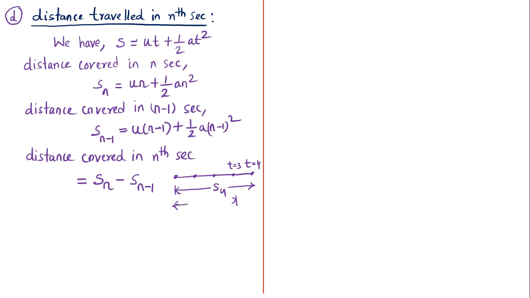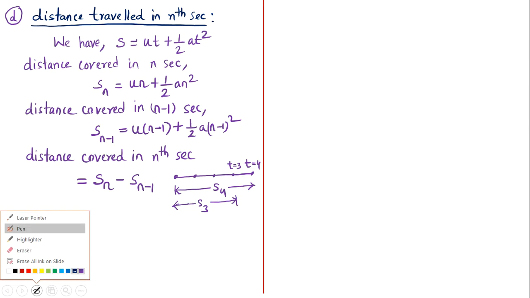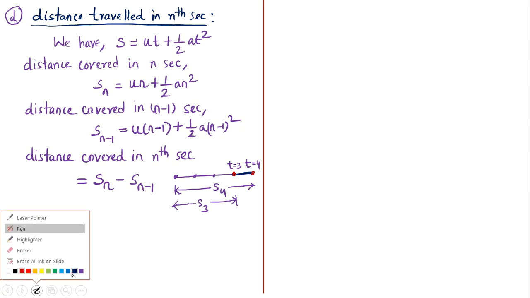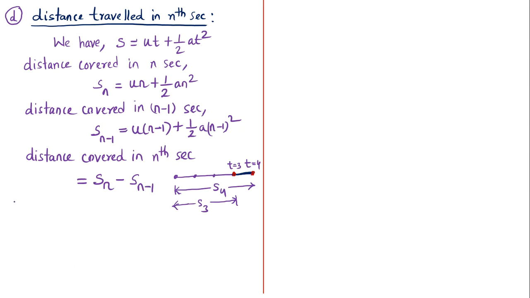See here, S3. So in the 4th second, in the last second, what is the distance traveled? Suppose someone asks, what is the distance traveled in the 4th second? Then how to find out? Distance traveled in 4 seconds minus distance traveled in 3 seconds. That is the distance traveled in the 4th second. Same here: distance covered in nth second equals distance covered in n seconds minus n minus 1 seconds. That is the point. Clear?